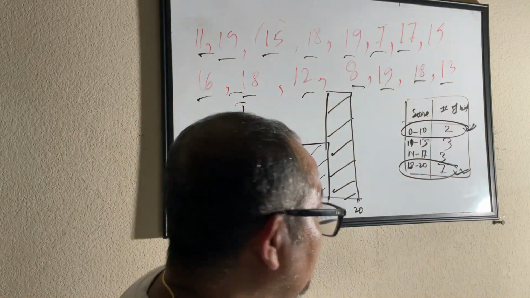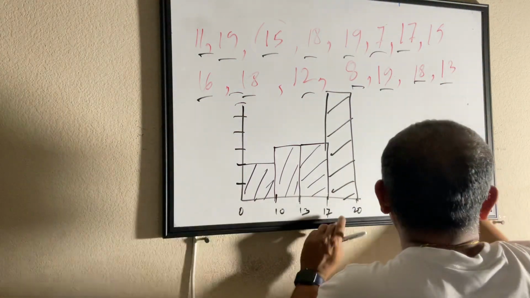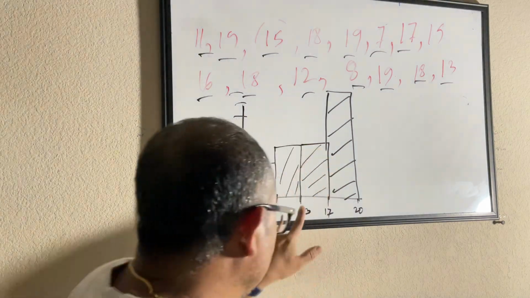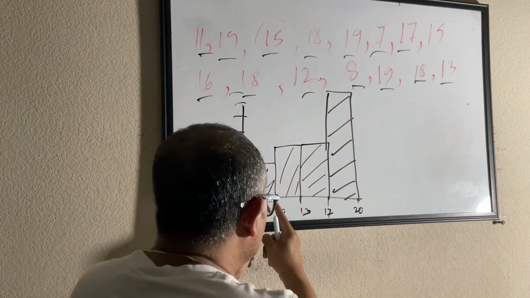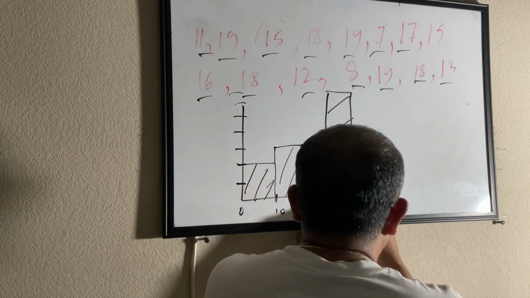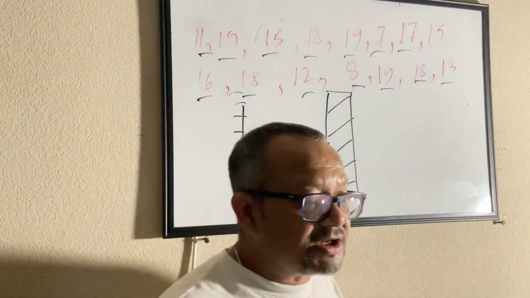So now look at this thing. Whatever information we had, we plotted them like a contiguous thing. 0 to 10, 11 to 13, 14 to 17, 18 to 20. All these are continuous. This is called histogram.